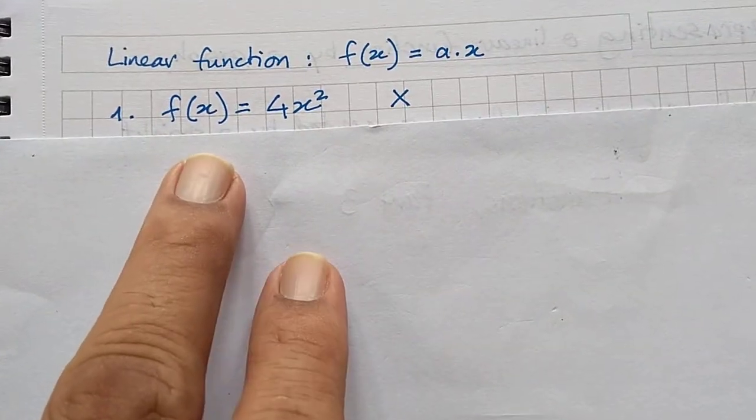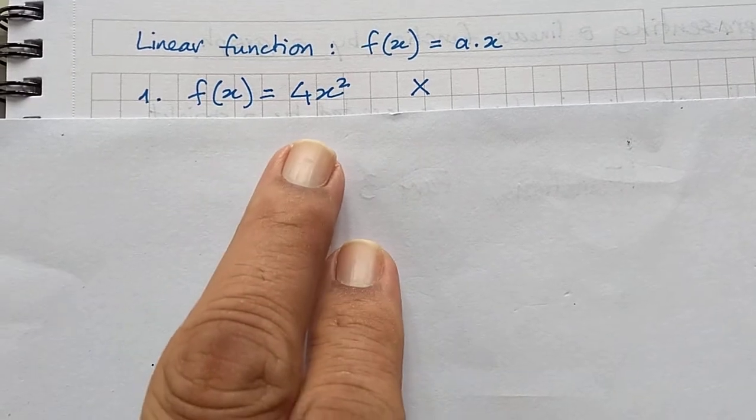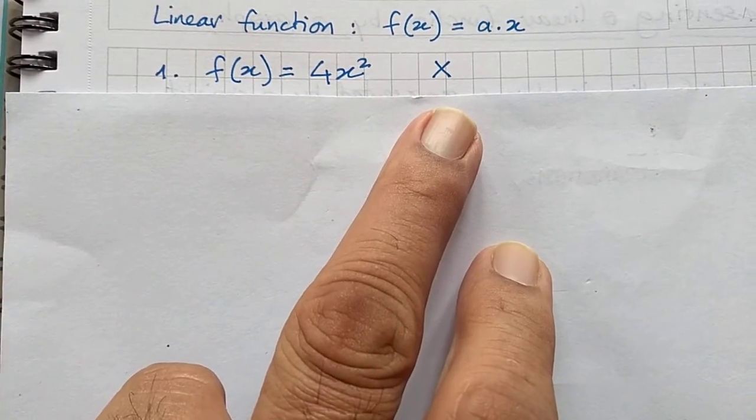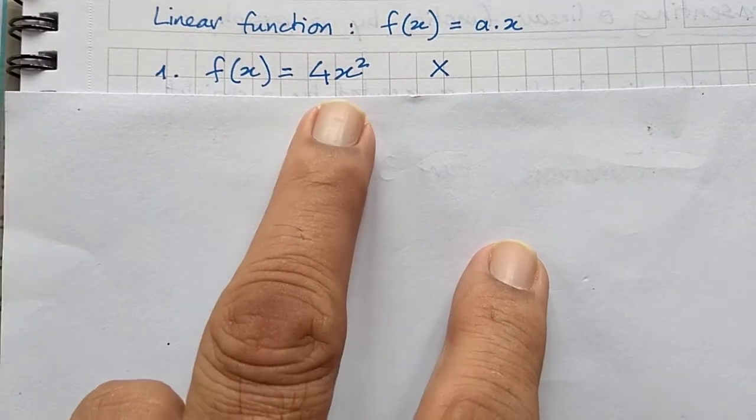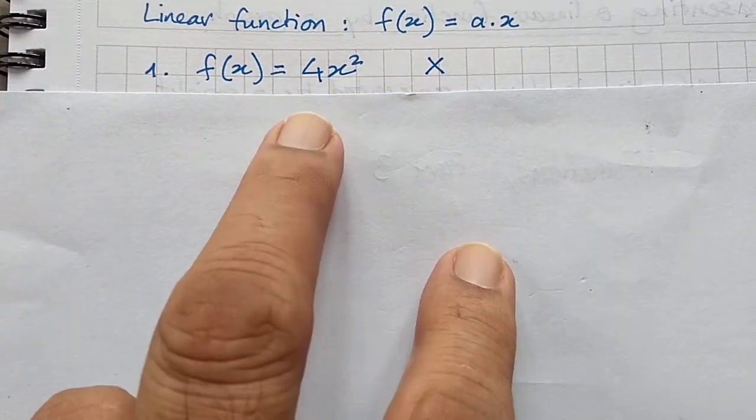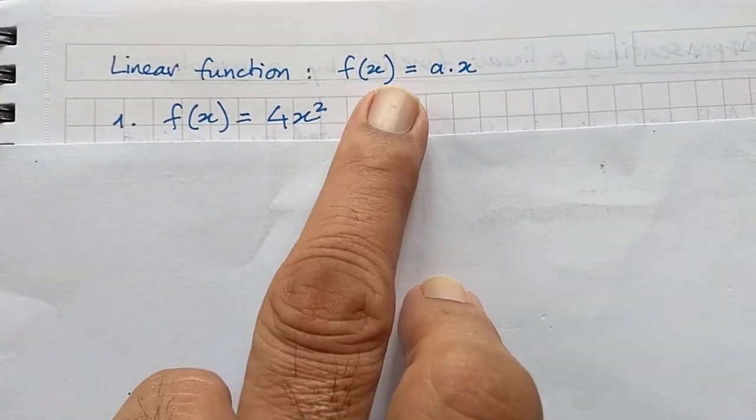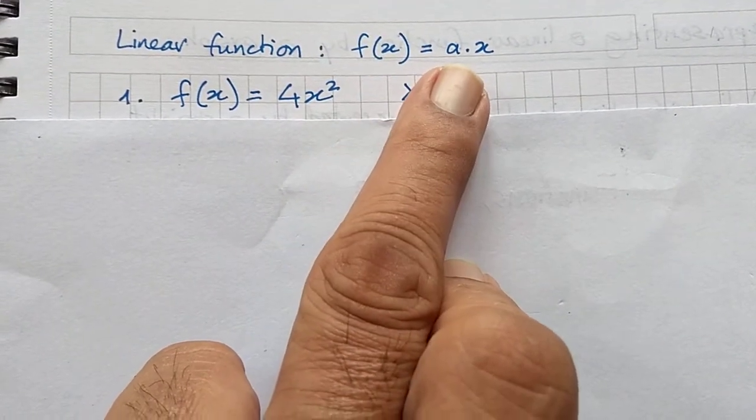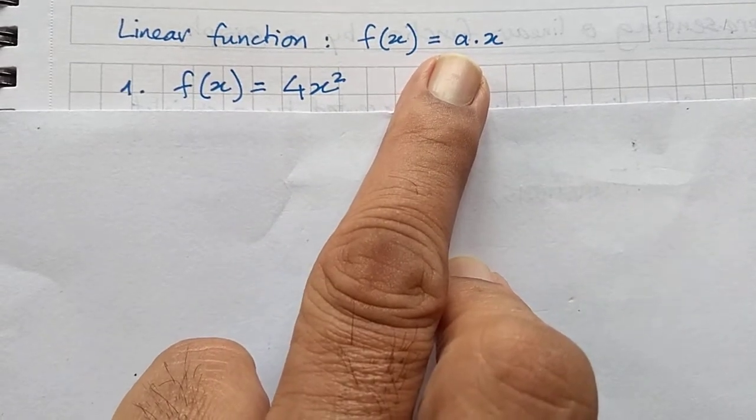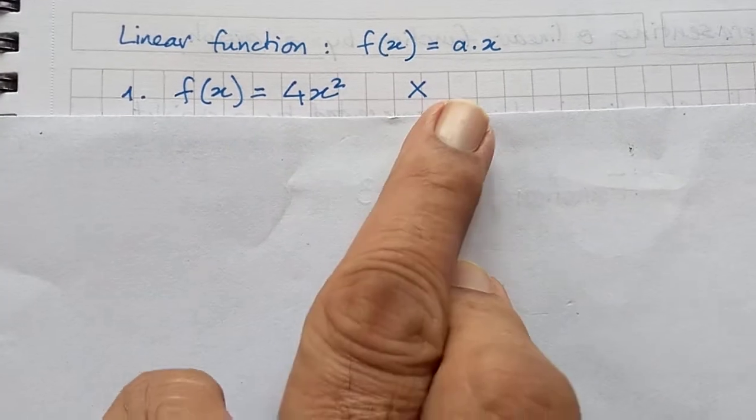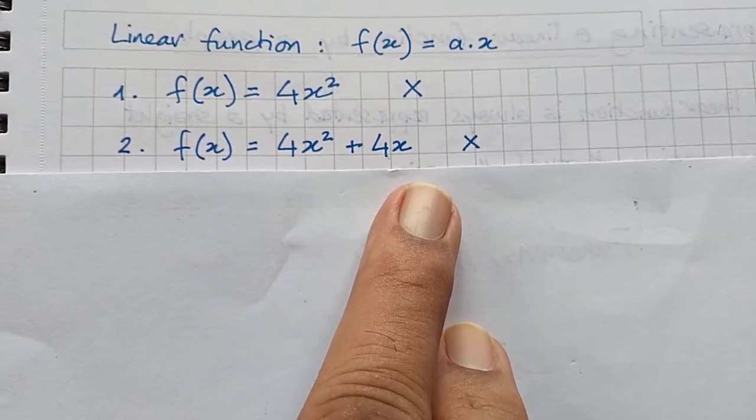This is the first one, f of x is equal to 4x squared. This is not a linear function. A couple of you did say that this was a linear function. That is wrong. This is not a linear function because a linear function has the format f of x is equal to a into x, where a is a given number. Here it is 4 into x squared. So this is not a linear function.